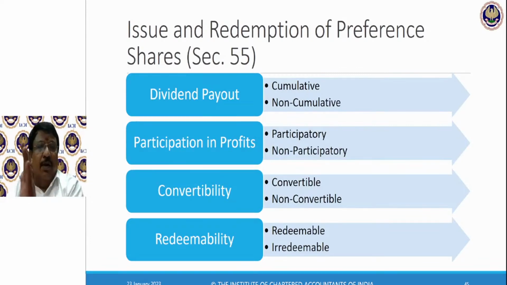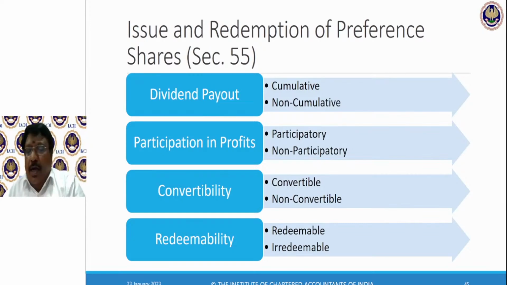For example, normal dividend on preference shares is 12%. Suppose after payment of equity dividend, say at 24% or 28%, if still surplus profit is there, out of that surplus profit, they may be entitled to another 2%. This is called participatory. Preference shares which do not have this right are called non-participatory.